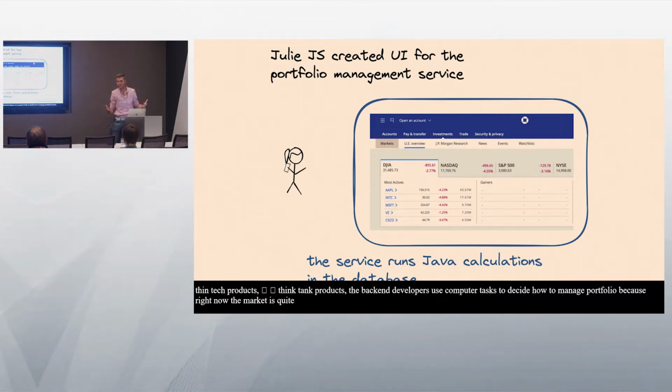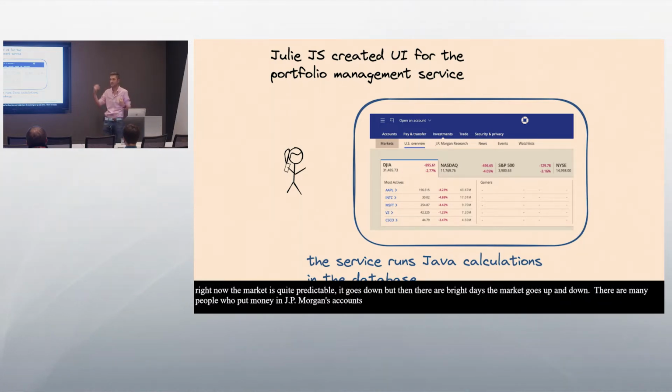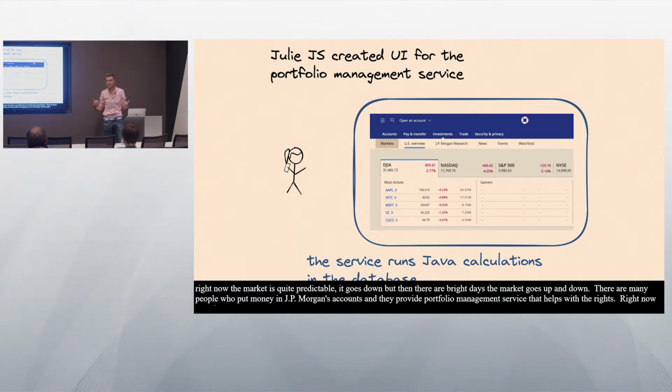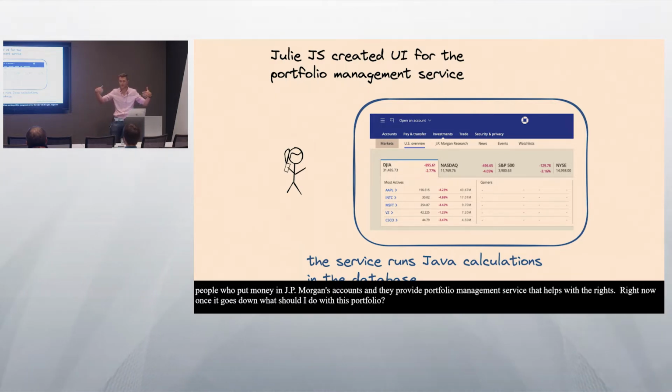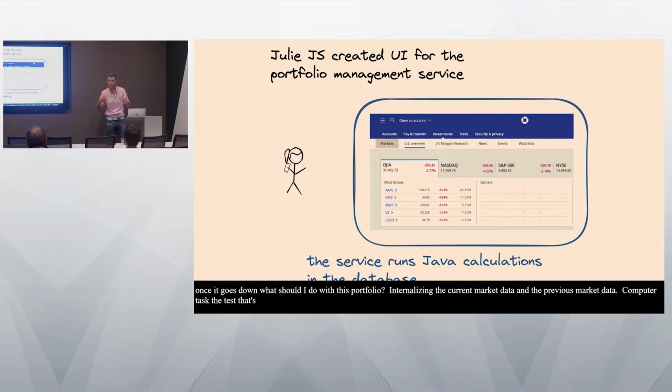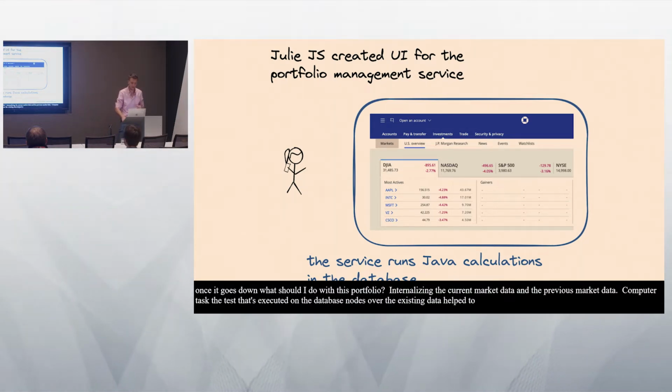And there are many people who put money in JP Morgan's accounts, and they provide a portfolio management service that helps to decide, all right, now one stock goes down, what should I do with this portfolio? I need to analyze the current market data, the previous market data. And again, compute tasks, the tasks that get executed on the database nodes over their existing data, help to create services of this kind. And they are created in the language of the application developers.